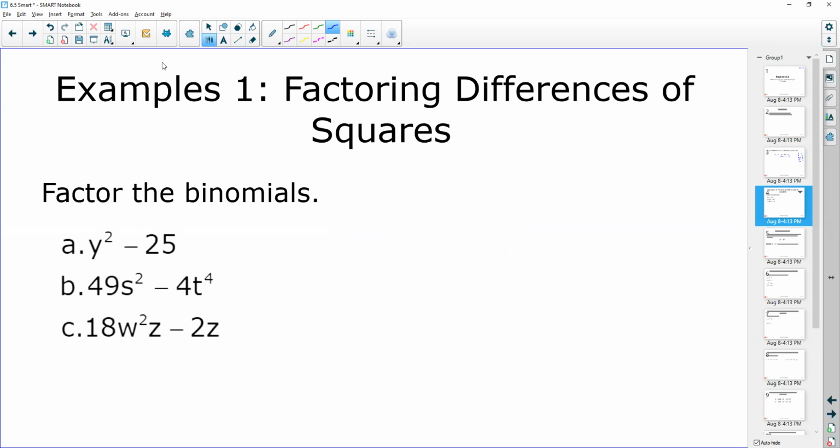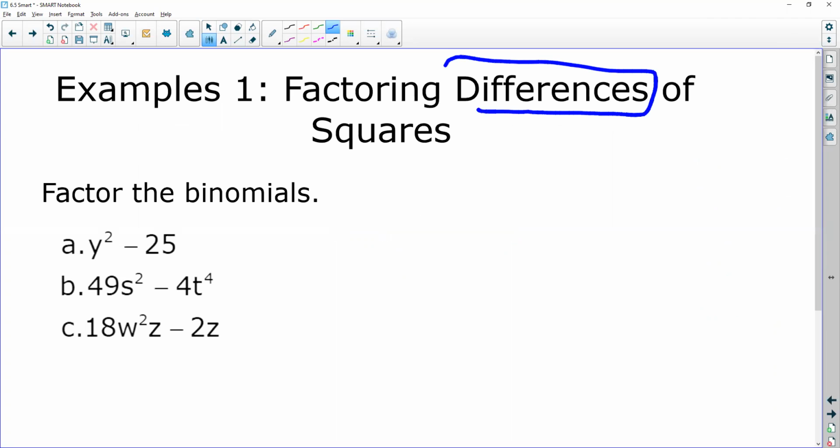So for example, these are all differences of squares. Notice that it is a difference. It is not a sum. It is never a sum. So when I look at A, what I see is y squared is a perfect square. Any even power is a perfect square because it can be divided in 2. And 25 is a perfect square. It's being subtracted, so it is a difference of squares.